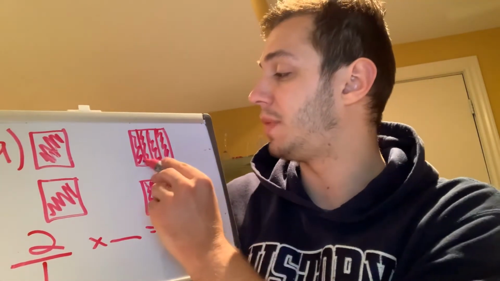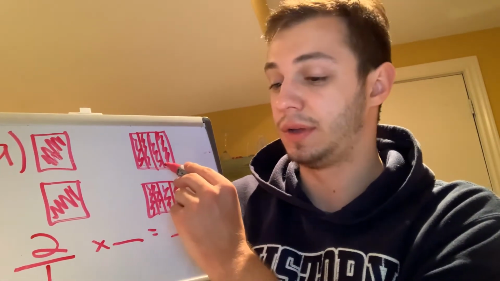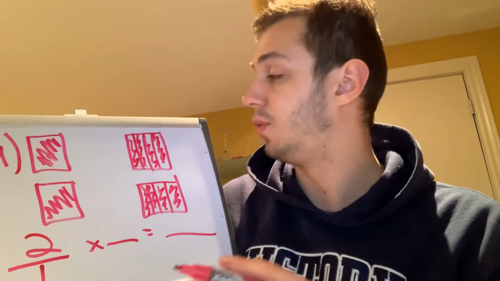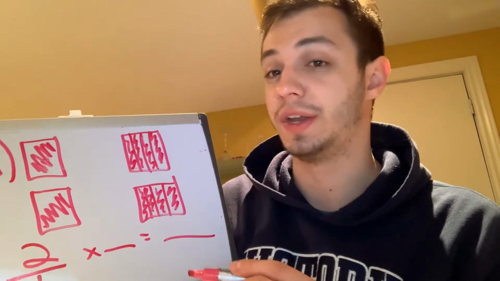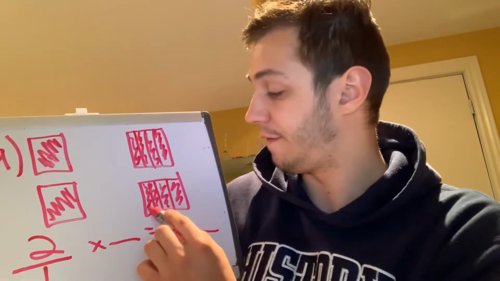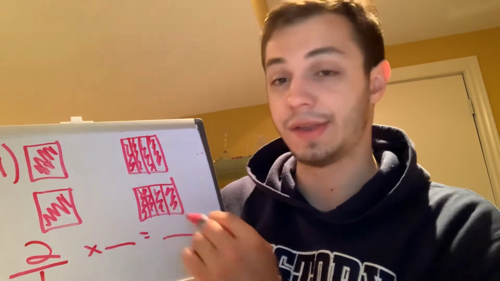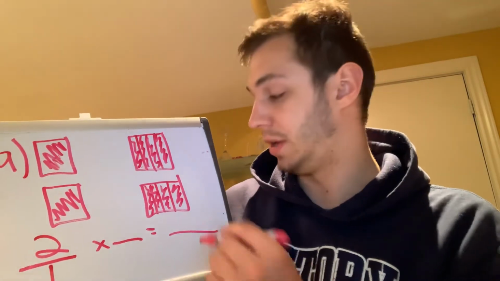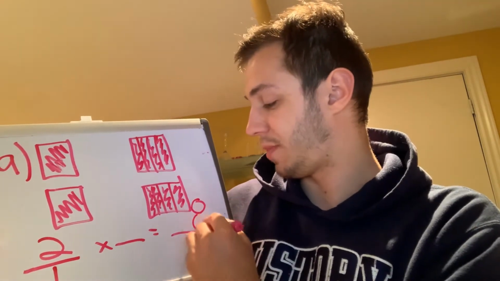So you might not be able to see it on here as clearly, but if you look at your sheet, we can count how many parts are shaded, right? 1, 2, 3, 4, 5, 6, 7, 8. So there are 8 parts shaded, so 8 will be my top number.